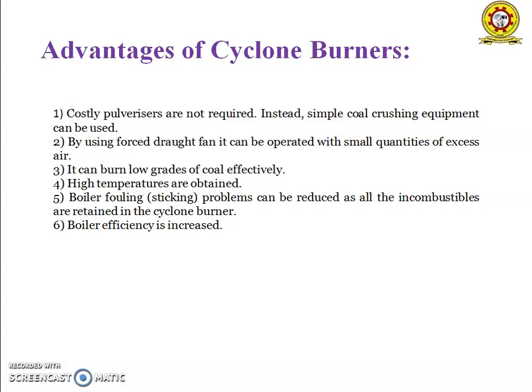Nowadays, combined gas and fuel oil burners are also used, because of the advantage that the change from one fuel to another can be done quite easily, and both fuels can be burned under almost optimum conditions. The mixture of the gas and fuel oil is ignited by electric means. So these are the various types of burners used for combustion in steam engines.